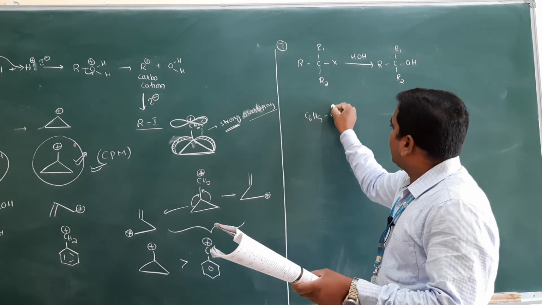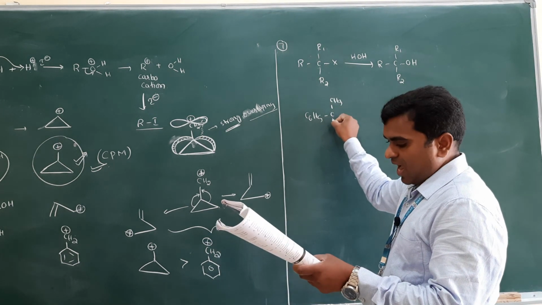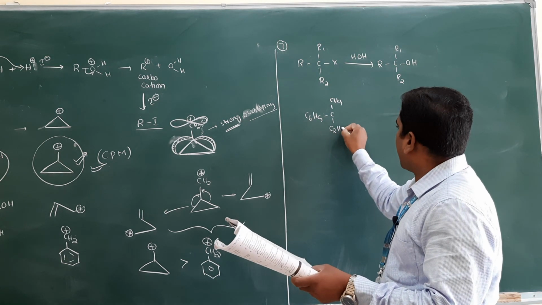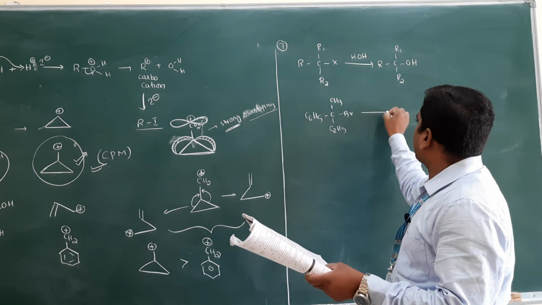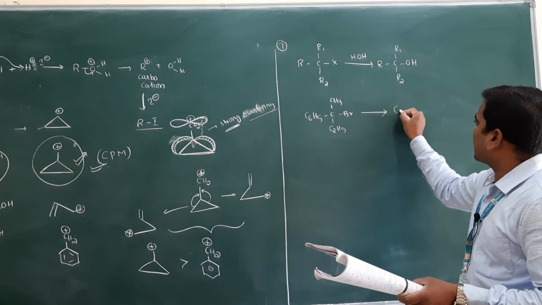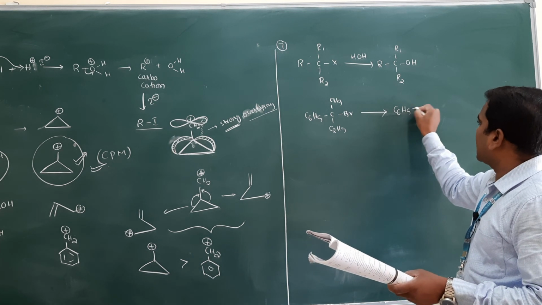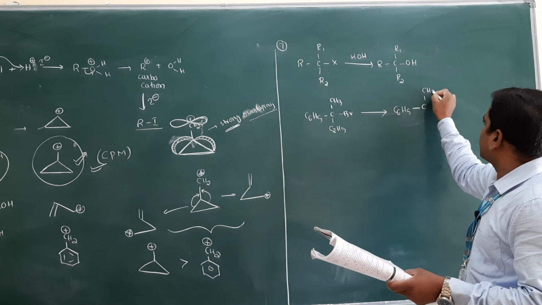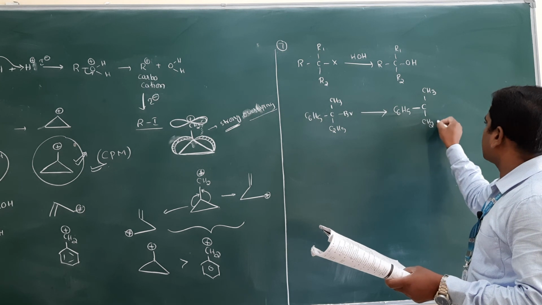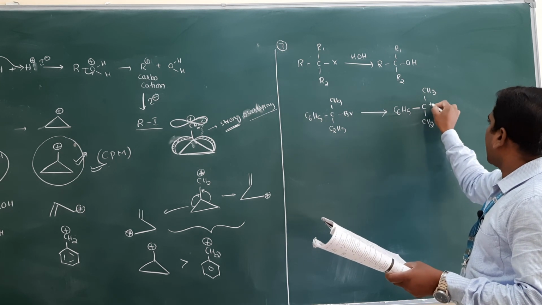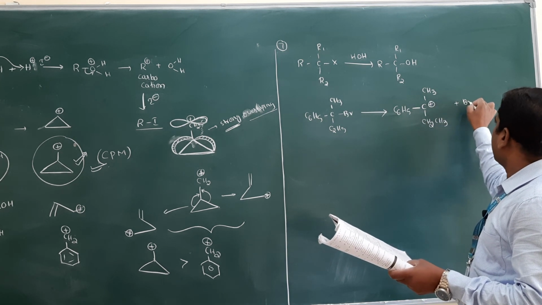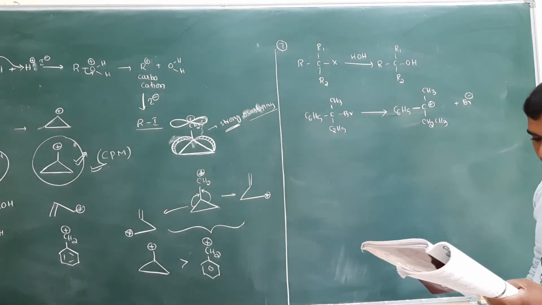C6H5, and here CH3, and here C2H5Br, and write the carbocation for this one. What you will get? C6H5 benzene ring, and here there will be a CH3, and here CH2, CH3, and you will get positive charge here. Br minus. This is the carbocation.